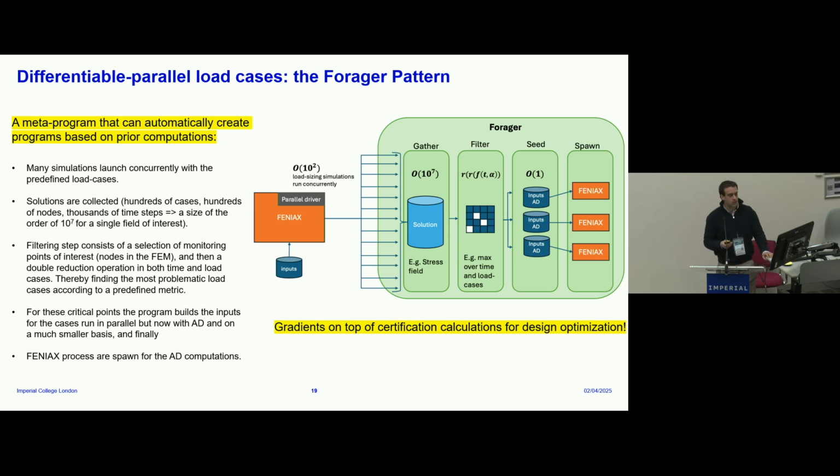So we came up with what I call the Forager pattern. What we need to do is launch these hundreds of simulations, and then we gather whatever field of interest, for example the stresses, which gets to a size of 10 to the 7, 10 to the 8. And now we perform two reduction operations, for example over the hundreds of load cases and over time, to get the maximum, to get the critical cases. And on those, we launch AD. So we set up the AD and we launch the program again for those cases.